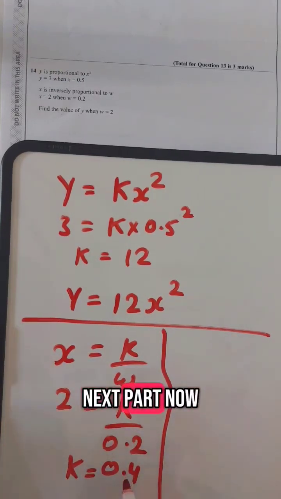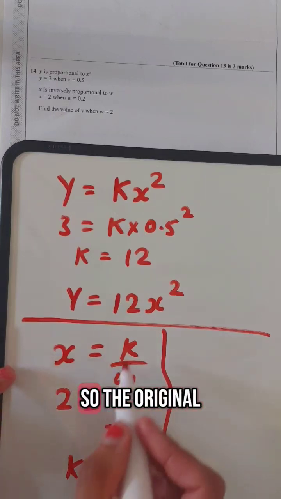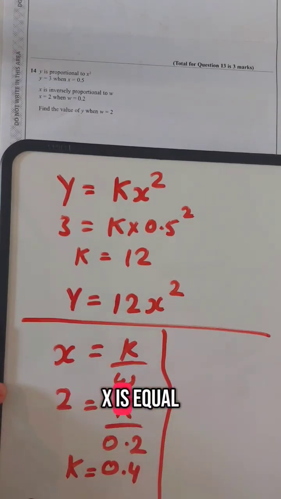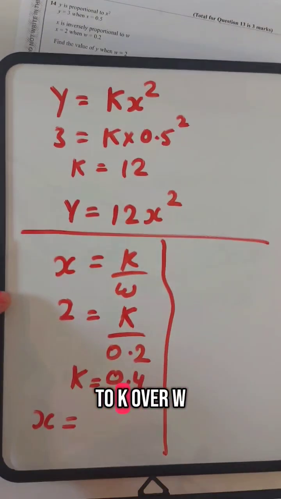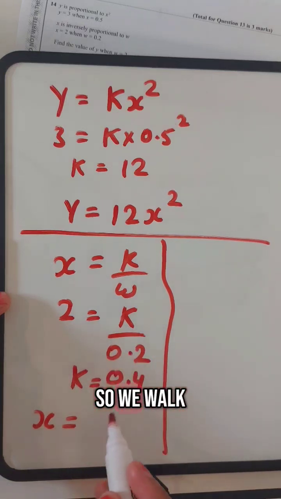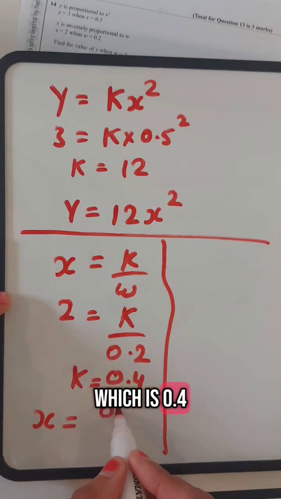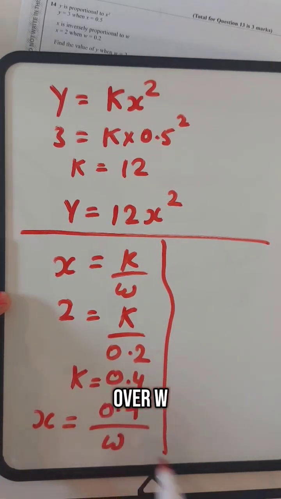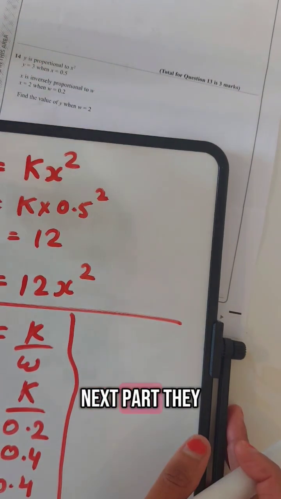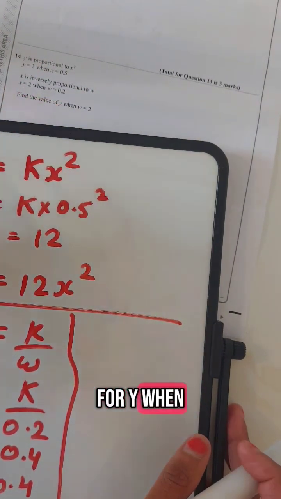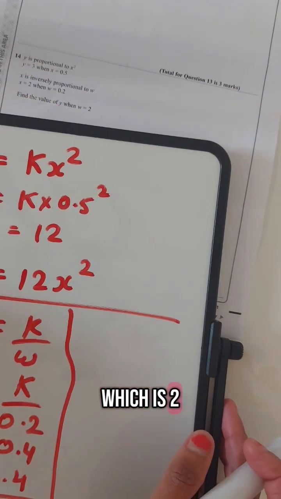And for the next part now, we know the original formula was that x is equal to k over w. So we work out the value for k now, which is 0.4 over w. For the next part, they are saying find the value for y when w is given, which is 2.